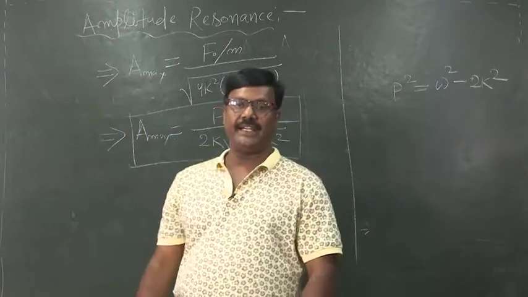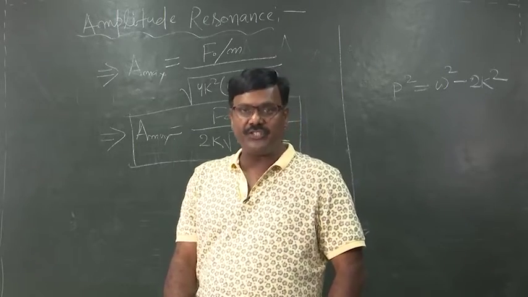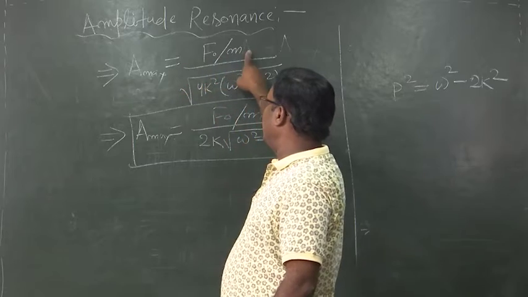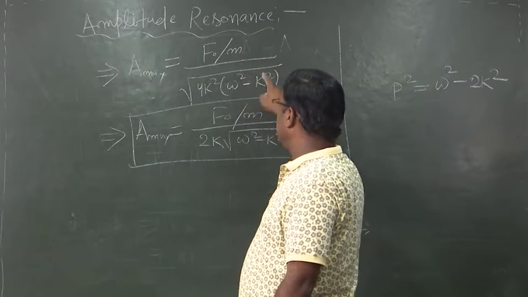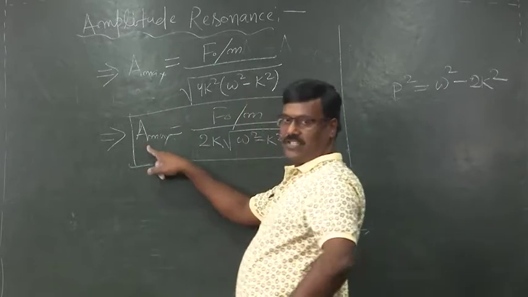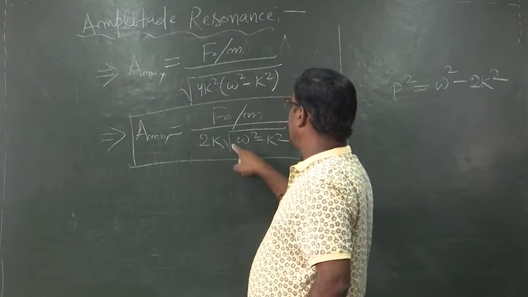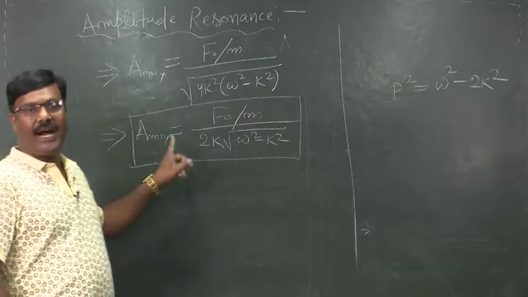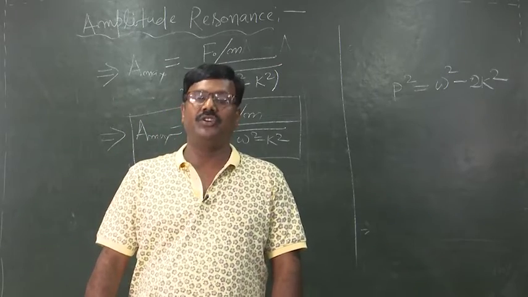Our duty was to find out the expression for maximum amplitude, which is known as the amplitude resonance. Here we have found that A max is equal to f0 by m whole divided by root over of 4k square into (omega square minus k square), and solving this we have found the expression for amplitude resonance as A max is equal to f0 by m whole divided by 2k into root over of omega square minus k square. This is the expression for the amplitude maximum or amplitude resonance in forced vibration.